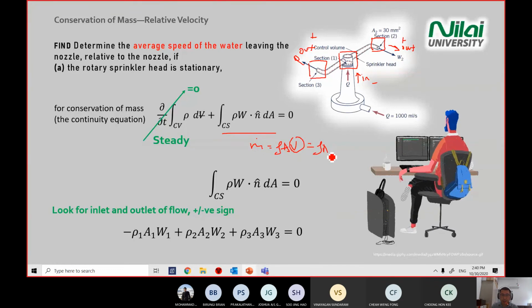Right, so you just put in the small denotation to mark the location of interest. It means we focus on it: if you write 1, we focus on 1, if you write 2, we focus on 2, 3, and so on. So negative because it's in, positive because it's out.